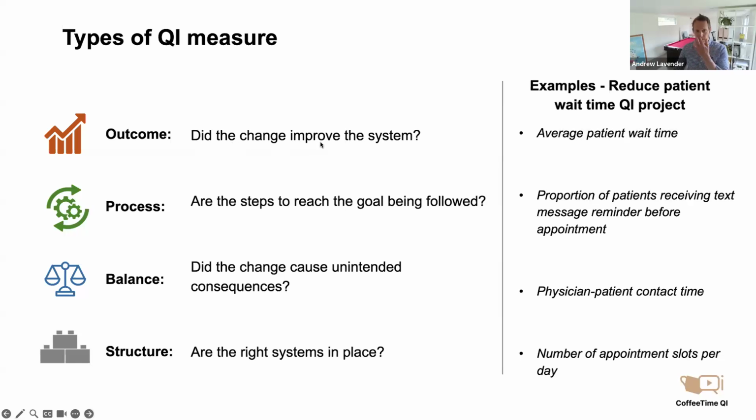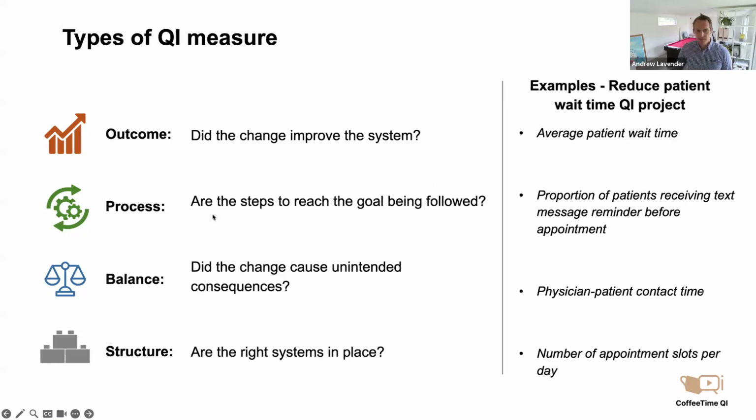So really the question you're looking to answer here is, did this change improve the system, the process that we're monitoring? The easiest way to think about this one is it's normally directly related to the aim of your project. So if you come up with a SMART aim, which a lot of people would use, then you can think about the measures that are going to help you understand your improvement towards that. So an example here would be the average patient wait time. Hopefully you're going to see that decrease over time. That's going to be pretty important.